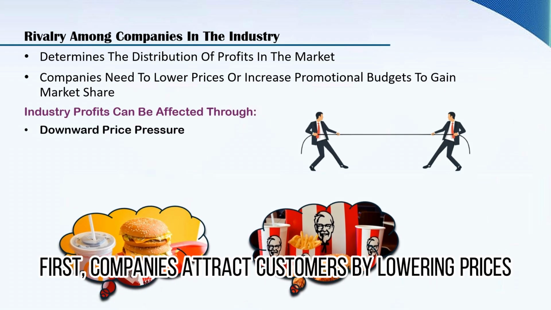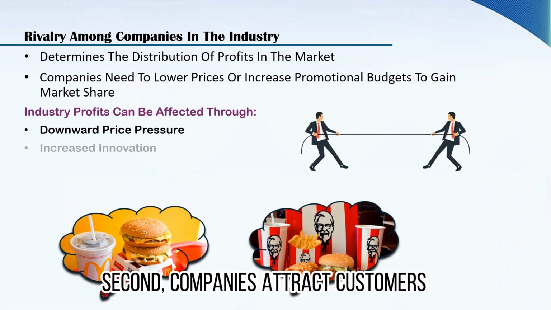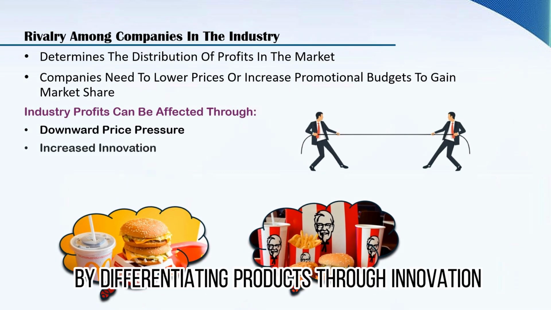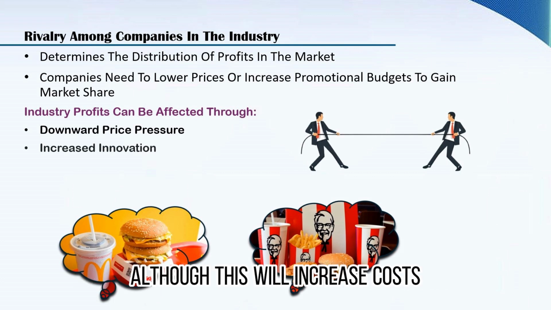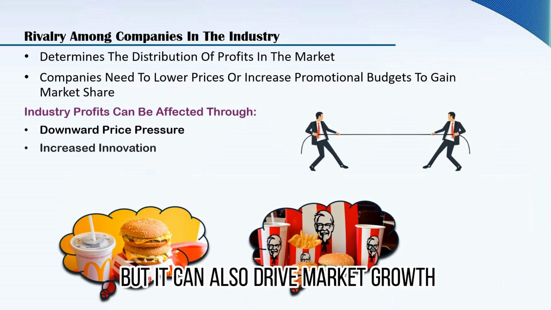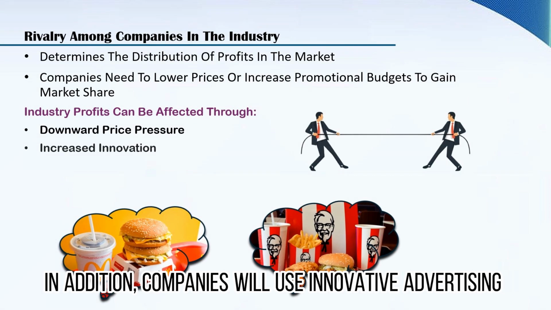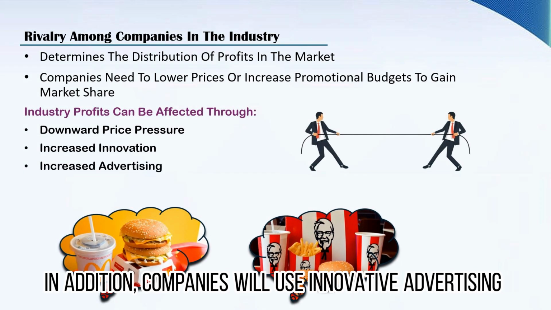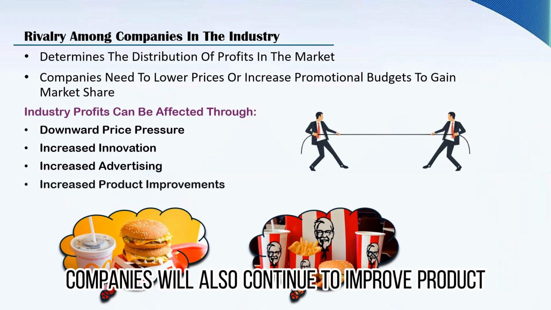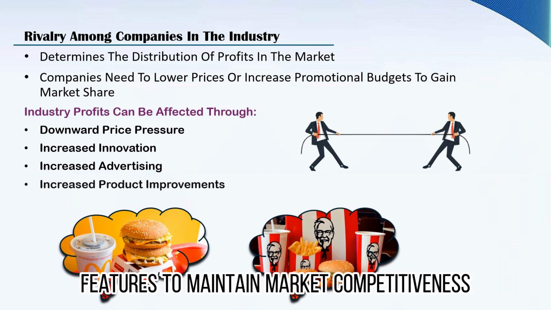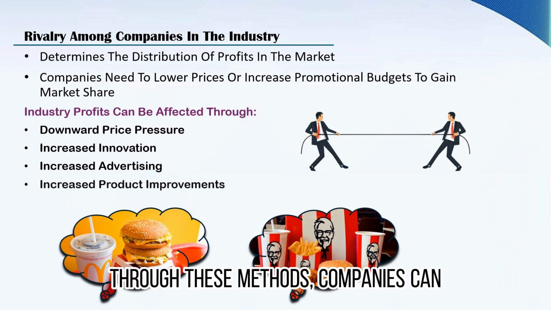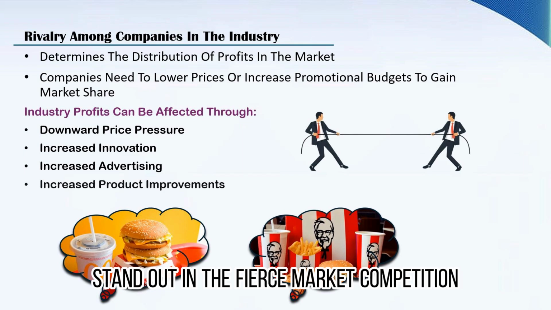First, companies attract customers by lowering prices. Second, companies attract customers by differentiating products through innovation. Although this will increase costs, it can also drive market growth and bring benefits to the company. In addition, companies will use innovative advertising to bring freshness to customers. Companies will also continue to improve product features to maintain market competitiveness. Through these methods, companies can stand out in the fierce market competition.